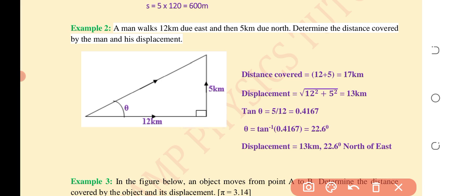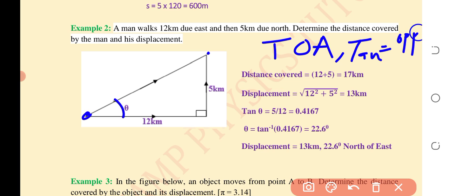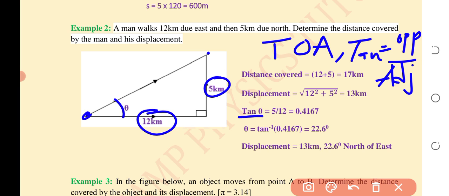And the direction of the path of the man from the initial position here to this final position is represented with this theta. We can also use SOHCAHTOA to find the value of theta. So tan theta, from the word TOA, which represents tan, equals opposite over adjacent. We can say tan theta equals opposite, which is 5, over adjacent, which is 12 kilometers. And that will give us this.